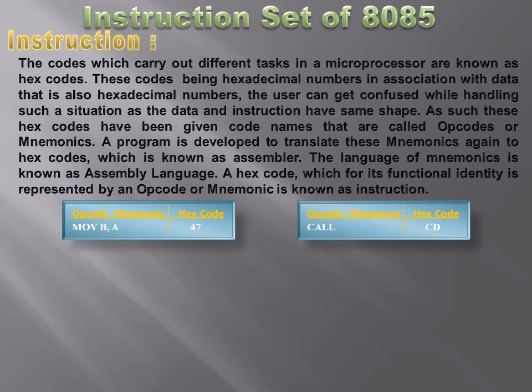So for that purpose, some short names have been suggested, and those short names form a language of microprocessors known as assembly language. What an assembly language is based on is English type of reserved words. Those words are English type words, but when we translate them, they are basically hex codes, or binary information.